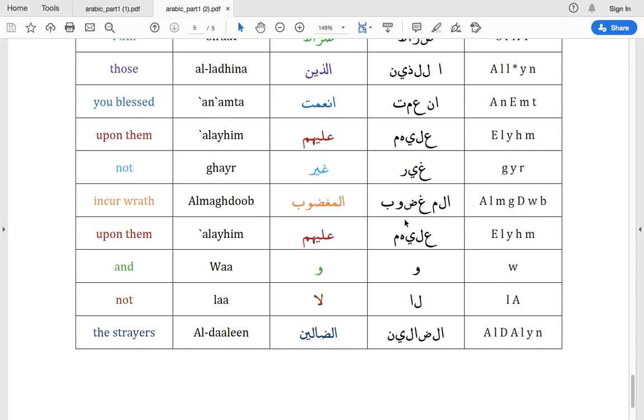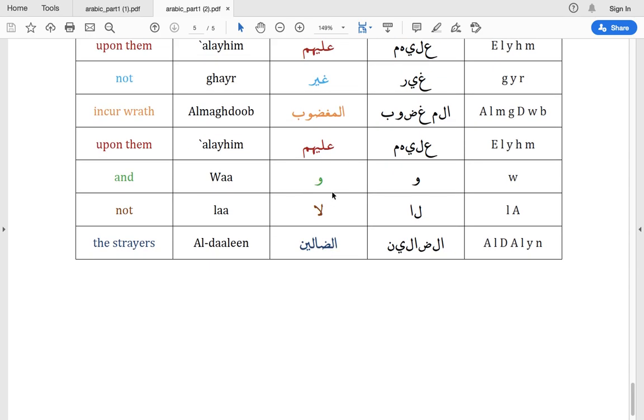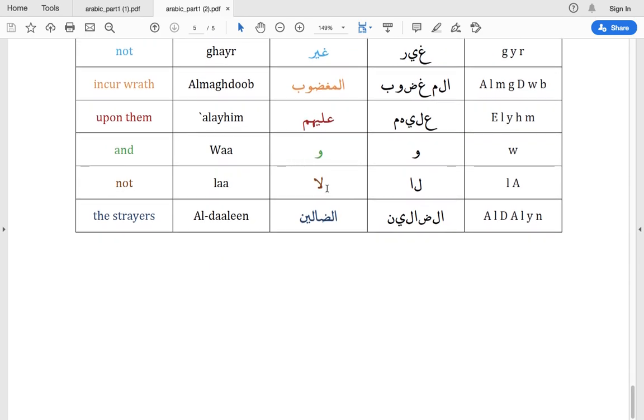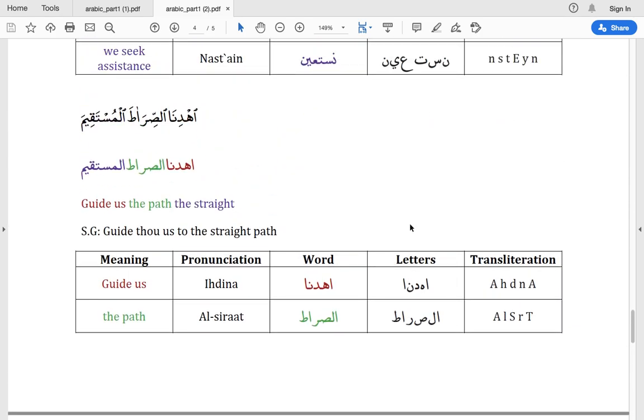Moving forward, we have alayhim, same word as this one, simply means upon them. Wa we already looked at, and la. Now la is something you're gonna see a lot in the Quran as well. Lam alif, and this is kind of interesting how it's joined together, but basically this is the breakdown. Lam alif simply means not, and then we have ad-dalin. Alif lam dad, alif lam ya noon. Alif lam means the, and then dalin means strayers. This is a plural as well. And that's it for the breakdown.